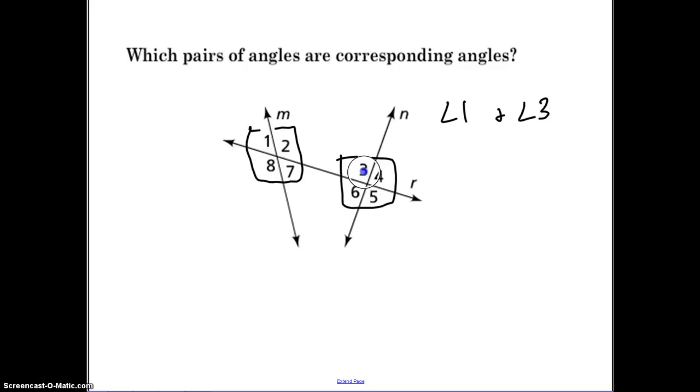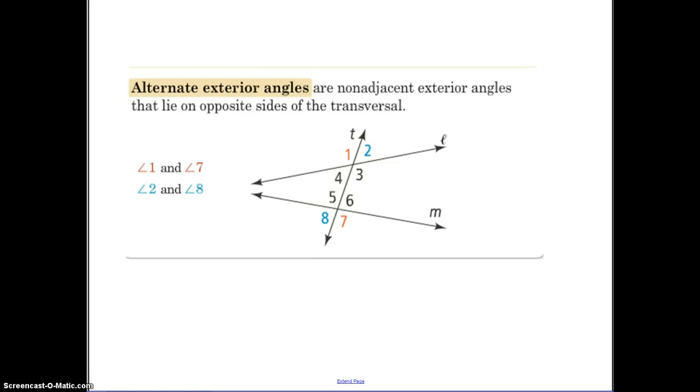So what about if I want to do top right? Well, what's the top right one in this cluster? Well, it's angle 4. So I know that angle 2 and angle 4 are corresponding angles. Let's do our bottom angles. Which ones are corresponding? So our bottom left is angle 8, and it corresponds to angle 6. And our last little guys left over are our bottom right angles, which are angle 7 and angle 5. Those are all our pairs of corresponding angles.